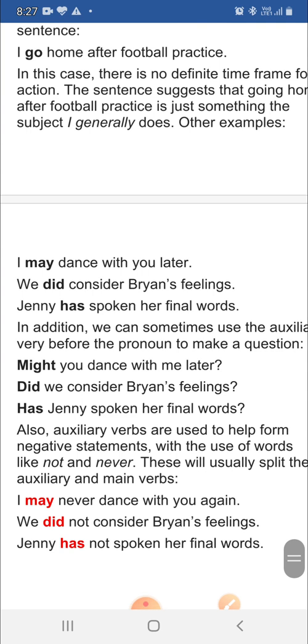Let us see some more examples. I may dance with you later. Here may is the auxiliary verb because it does not show surety. The person says I may dance. So may is possibility. He or she is not going to dance surely, but when there is a probability, yes or no, then we use the word may.